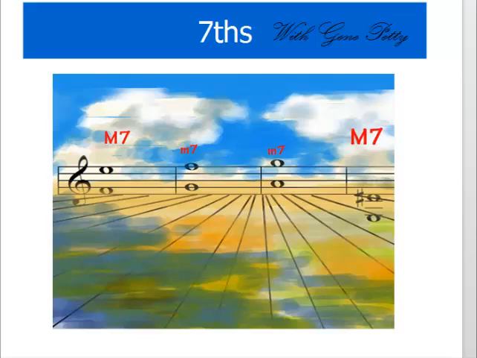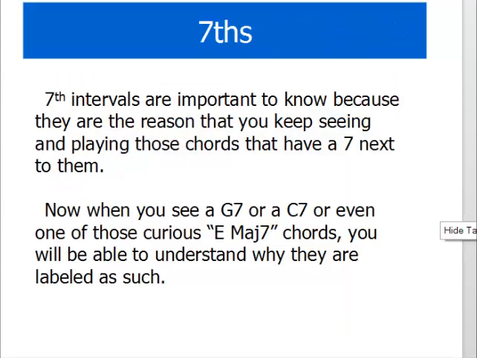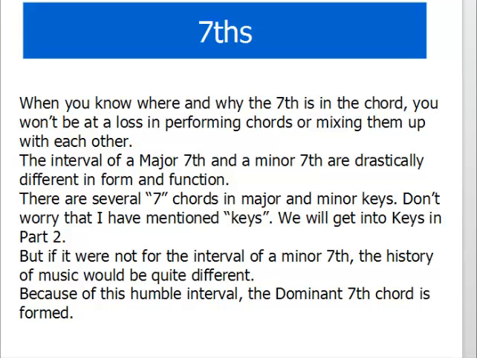This chapter is about sevenths. And in front of us here we have a few major sevenths and minor sevenths in a distant horizon. Now, sevenths are important to know because they're the reason that you keep seeing and playing those chords that have a 7 next to them. So when you see a G7 or a C7, now you might be able to grasp a little more what those are about. When you know where and why the seventh is in the chord, you won't be at a loss in performing these chords or mixing them up with each other.